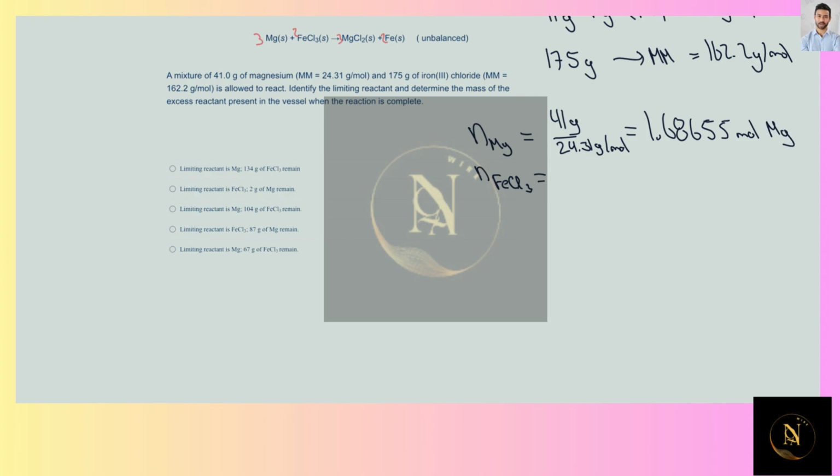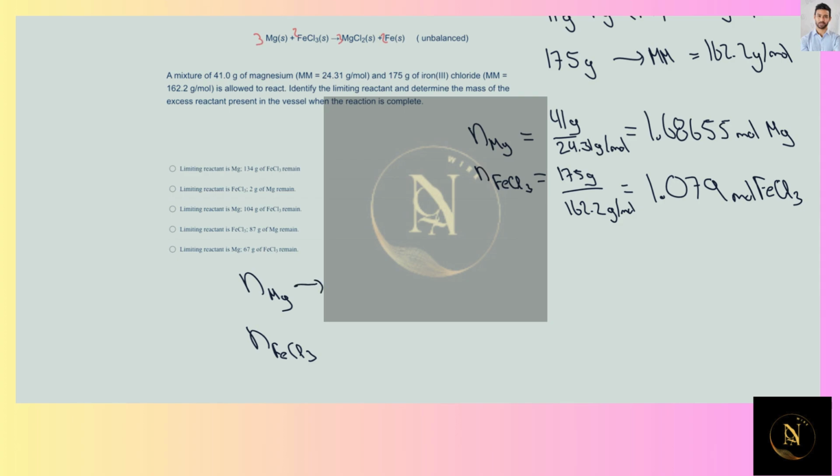And of iron chloride, we're going to have 175 grams divided by the molar mass, which is 162.2 grams per mole. This is going to be 175 divided by 162.2, which is 1.079 moles of iron chloride. So now that we know the amount of mole of each of the reagents, what we're going to do is calculate how much this is going to react with the other compounds.